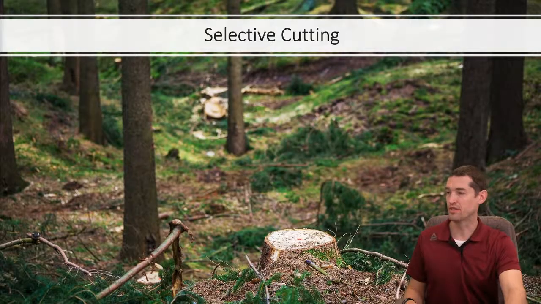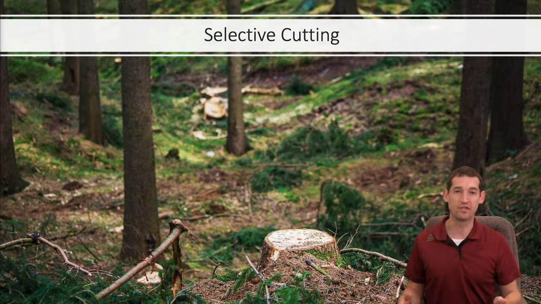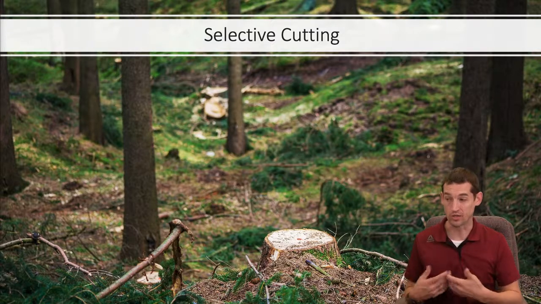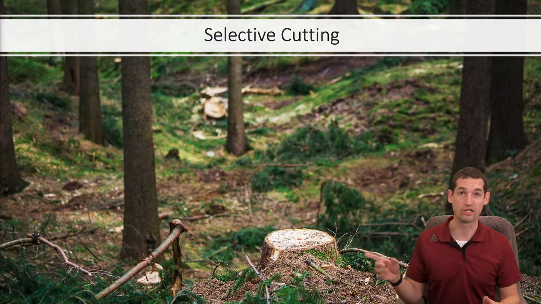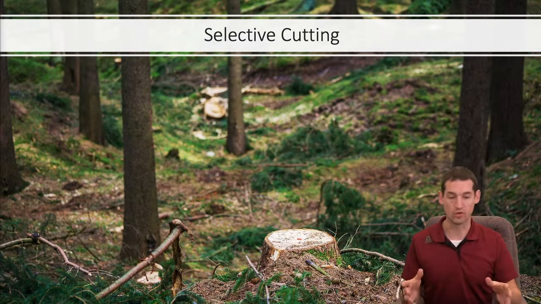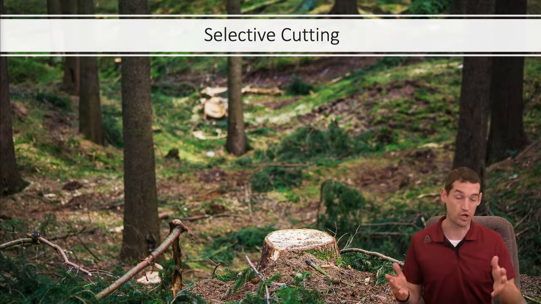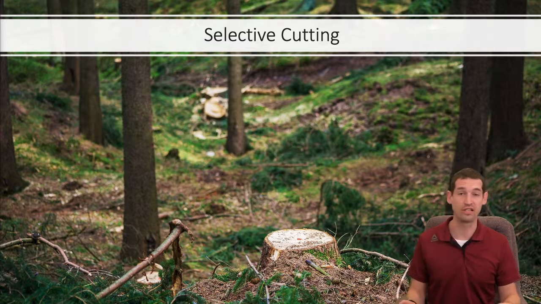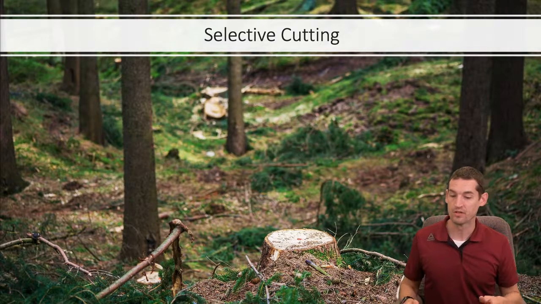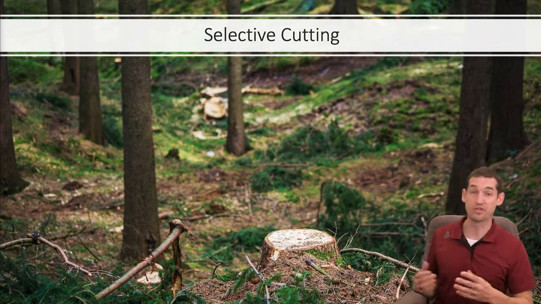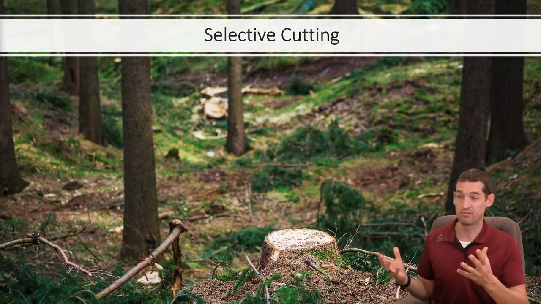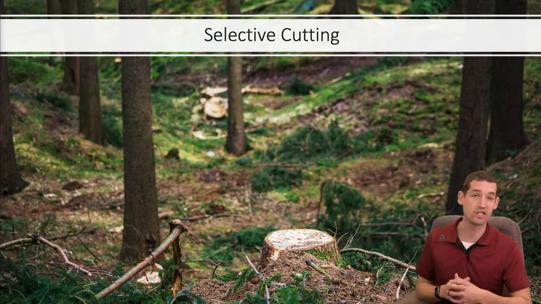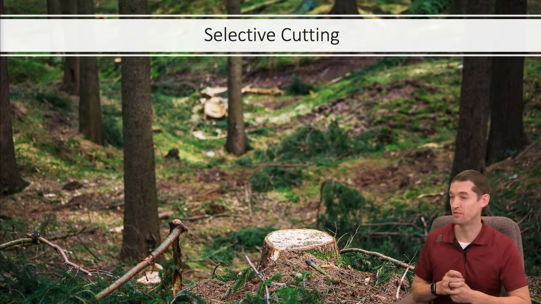The last one is called selective cutting, and this is where rather than just go in and cut all the trees, they actually go in and only cut certain trees. They go in and decide which ones are ready for harvesting and which other trees to leave behind. The advantage of this is it preserves a lot of the habitat. You can see that this area is still shaded. There's still other trees to provide habitat, to provide food.